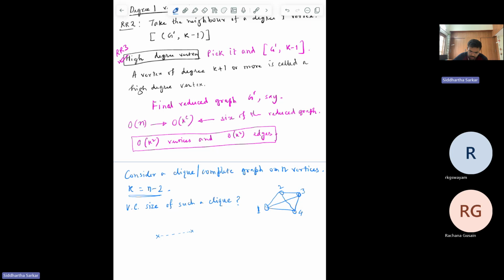Okay. So you apply this high degree vertex rule. You see that every vertex has degree n minus 1, so you keep deleting them. After deleting n minus 2 vertices, you will still be left with 2 vertices. Then you will conclude that this is not a graph for which I can find an n minus 2 sized vertex cover. So this is a no instance of vertex cover. That means if your budget is exhausted by applying the reduction rules, then you can simply conclude that this instance is a no instance. It does not admit a vertex cover of size k.